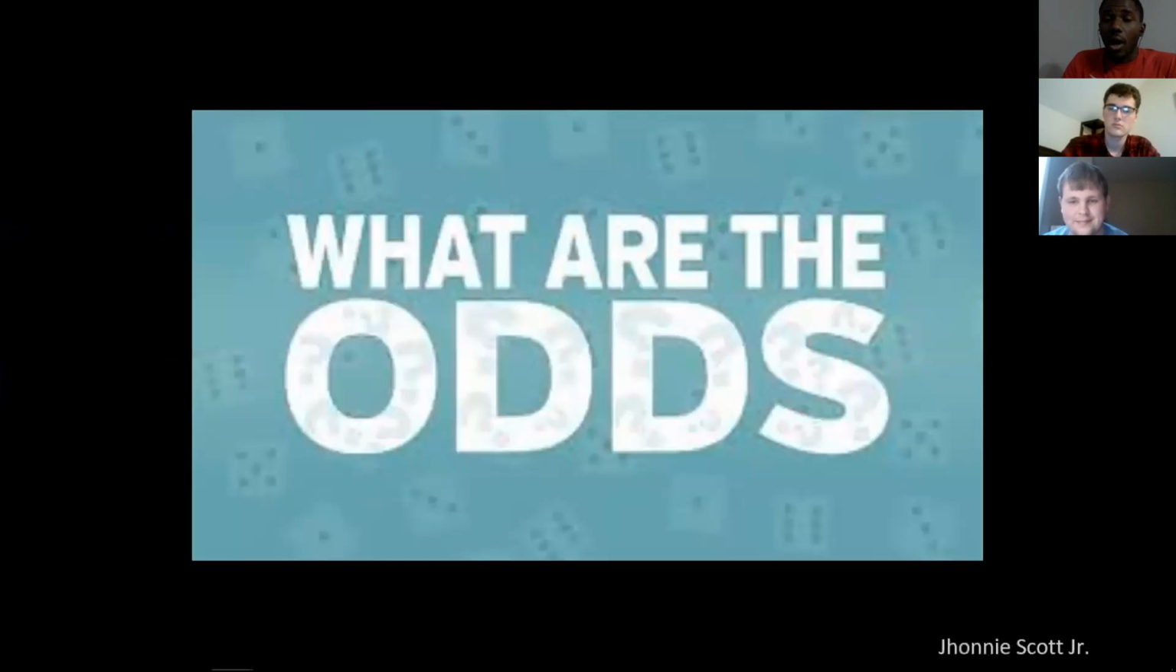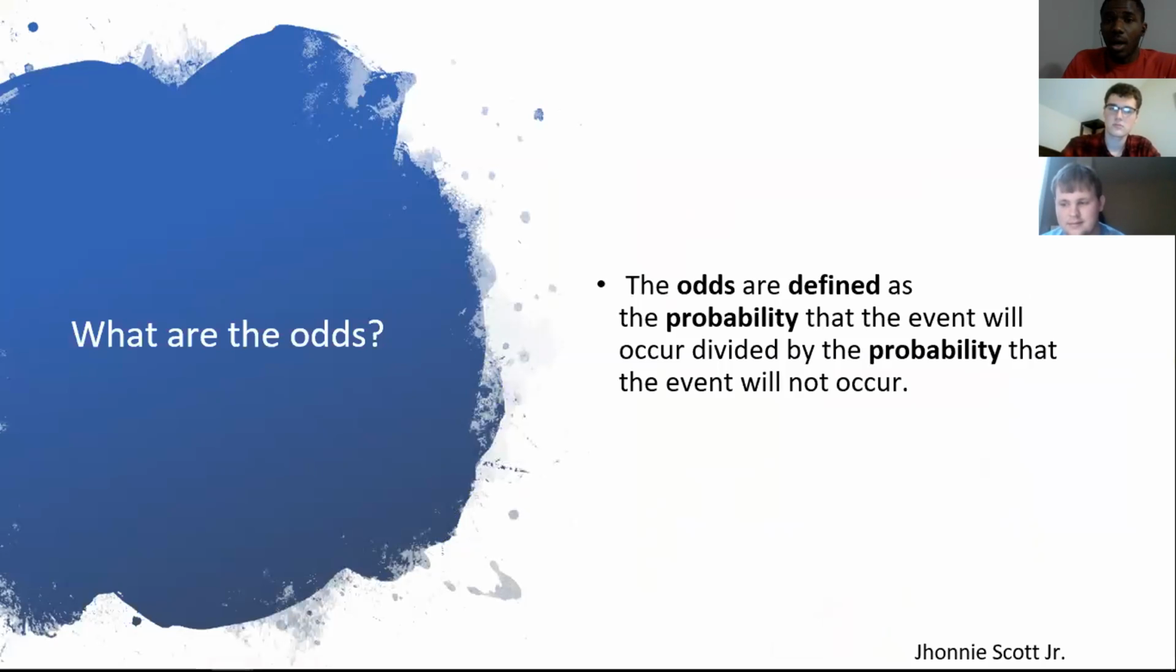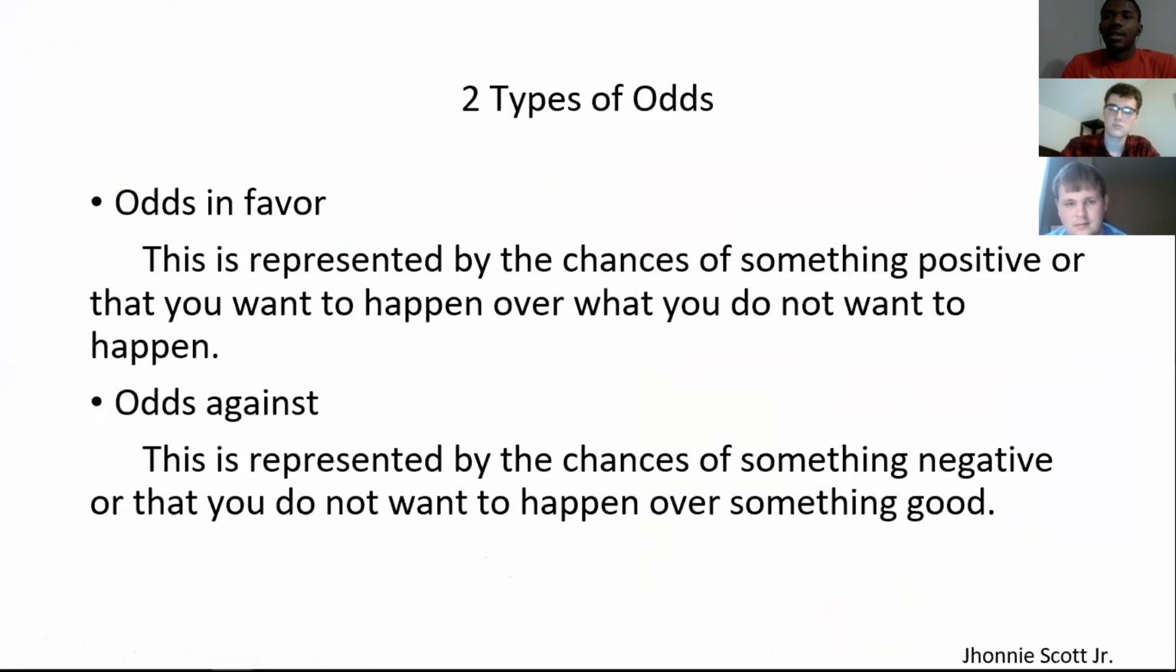So what are odds? Odds are defined as the probability that an event will occur divided by the probability that an event will not occur. And there are two different kinds of odds that we're going to go over. We have the odds in favor and the odds against. The odds in favor is represented by the chances of something positive happening over what you do not want to happen. And the odds against is represented by the chances of something negative, or something that you don't want to happen, over something good.